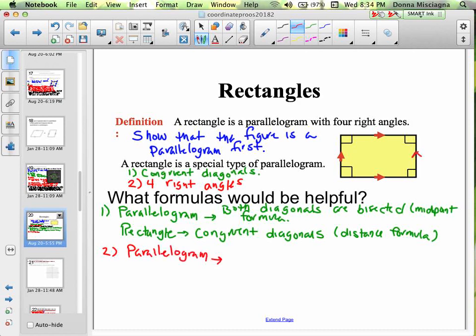So for the parallelogram part, let's show that both pairs of opposite sides are parallel. And what formula do we need for that? Well, that would be the slope formula.